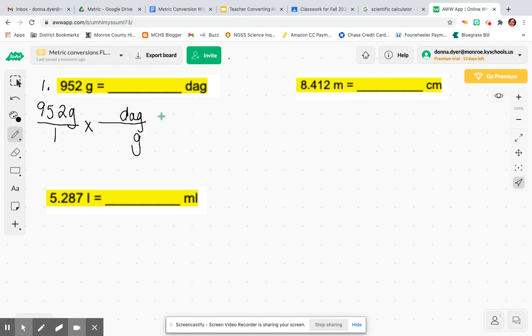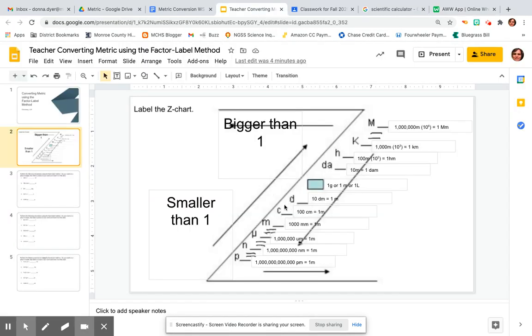And now I have to check and see, do I have a ratio that will let me go from gram to decagram? Do I have a conversion factor that has both of these in it? So let's look at our Z-chart. Do we have a conversion factor that has G and DAG in it? Remember that all of these M's, you can substitute G or M or L. So do I have one of these that would have DA and G in it? Okay, DAG and G. I hope you said it would be this one.